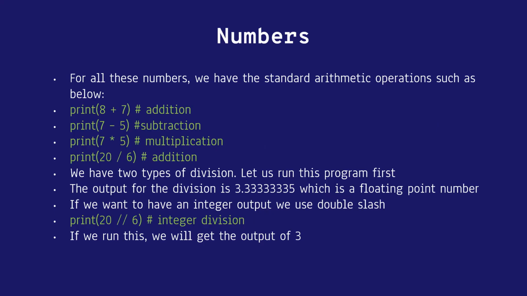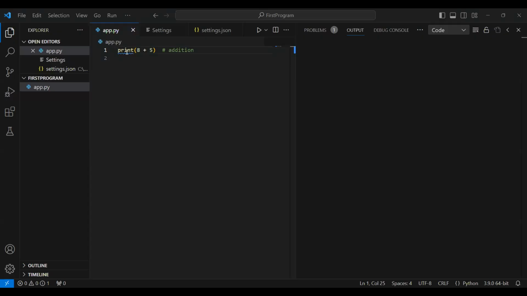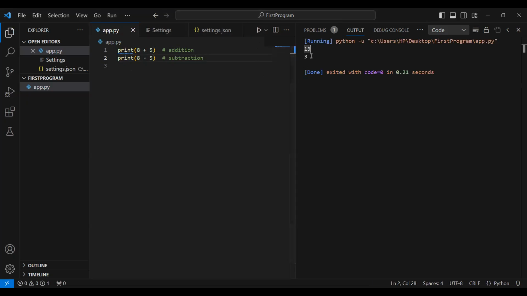We have addition and subtraction. So let's look at what they print. This is for printing. We print 8 plus 5. This plus is for addition. We can also say print 8 minus 5. Let me use a comment: this is for subtraction. If I save and I run, you can see 13 and 3.